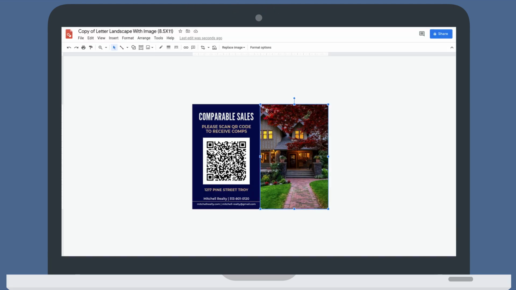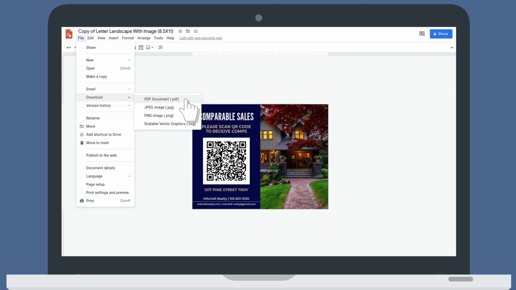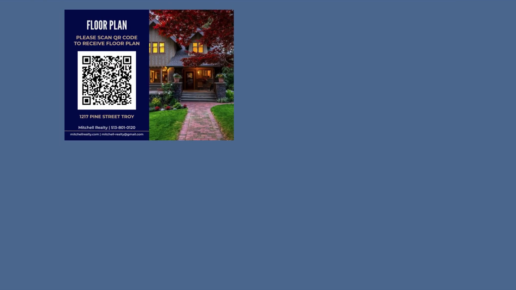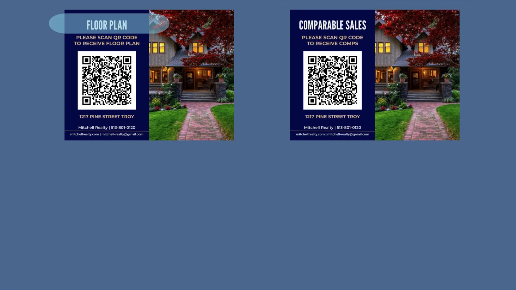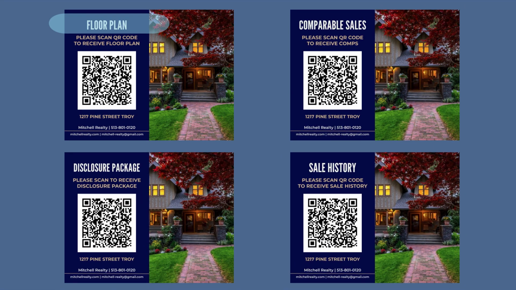Replace the QR code here with the QR code that you just downloaded by using Replace Image. To edit text, click on the text and edit. When you are done, you can click on File to download. You can offer specific information, such as floor plan, comps, disclosure package, sale history, or other relevant information.